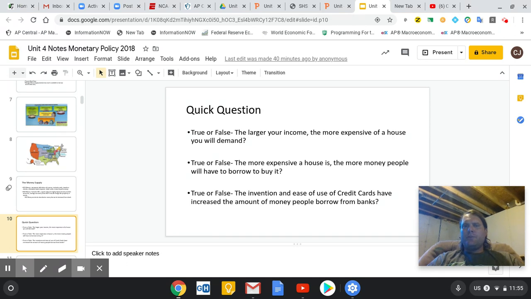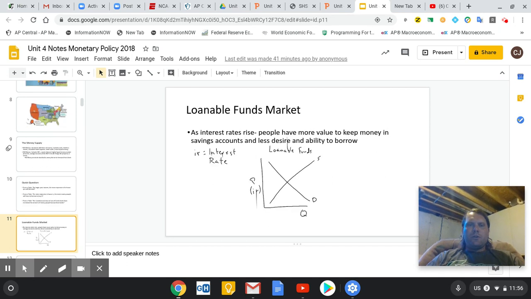Larger your income, the more expensive a house you'll demand. That's true, usually, right? Up to a point. The more expensive a house is, the more money people will have to borrow to buy it. That's true. The invention, needs, and use of credit cards have increased the amount of money people borrow from banks. That's kind of true and false. It's false in the sense that I don't go get loans from banks. It's true in the sense that banks also have credit cards. And so, again, credit cards and the ease and use of being able to have those has increased how much money we demand, so to speak. And so, anyway, those are some things that if you can understand, you'll be set to go.